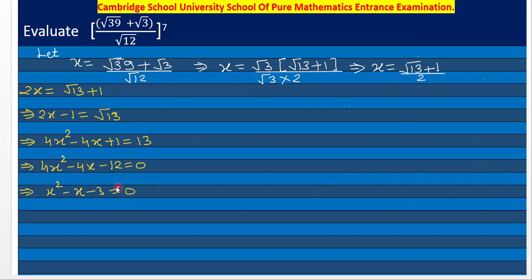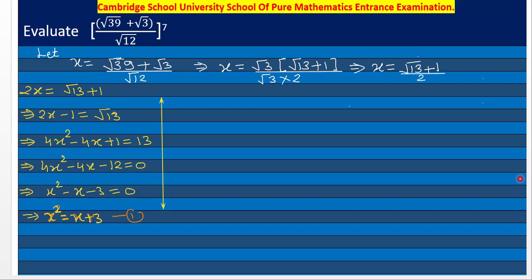Now we have to transpose these two terms to the right hand side, so we can write x square is equal to x plus 3. This is a very, very important expression here. So x square is equal to x plus 3.